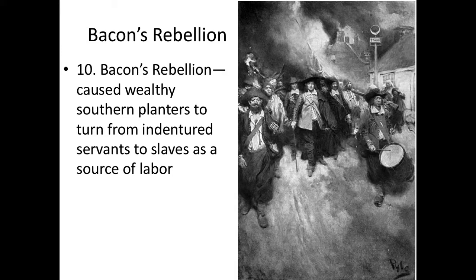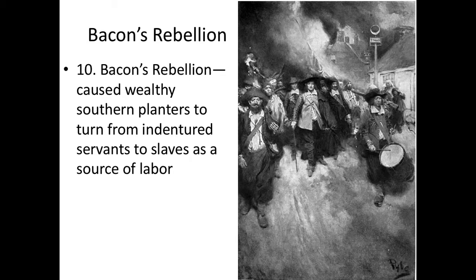But the most important thing to remember about Bacon's Rebellion is that the people in Jamestown and elsewhere can see that they cannot trust the indentured servants to harvest the tobacco that they need, and that they're going to have to start looking toward an alternate source of labor. And so what they're going to look to are slaves.